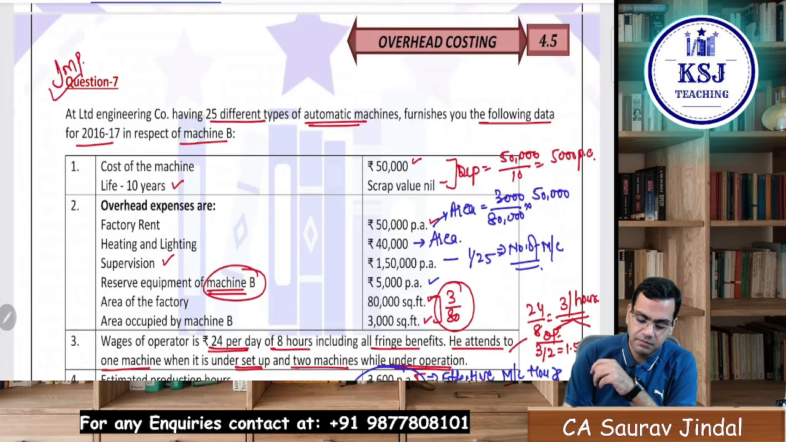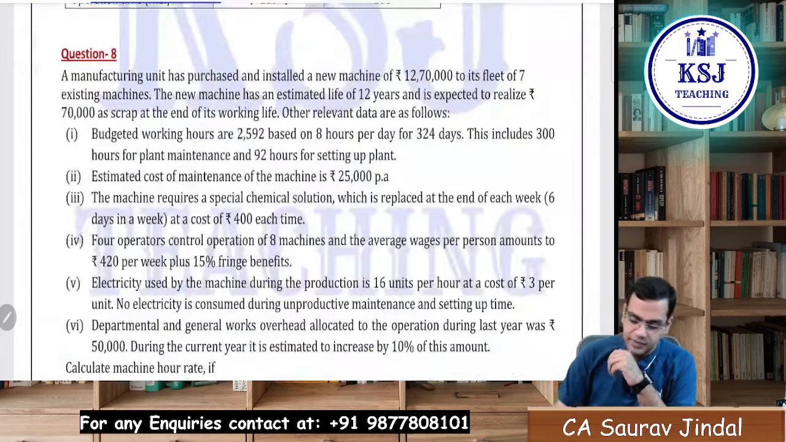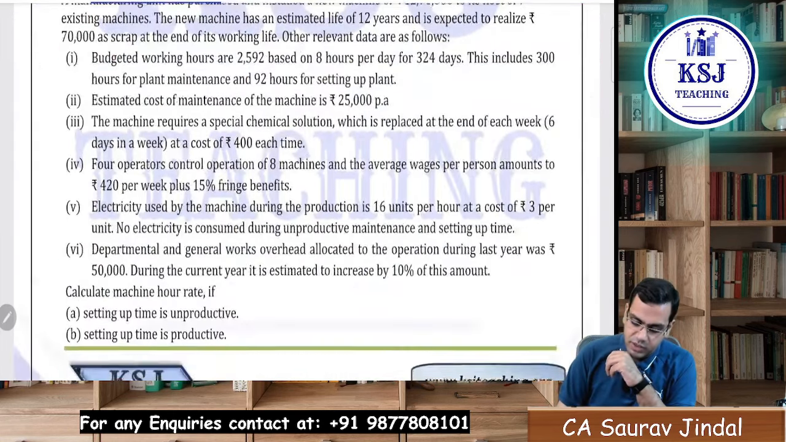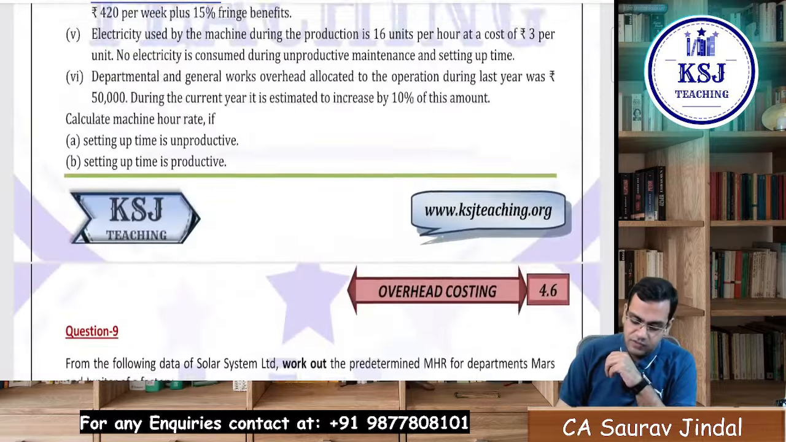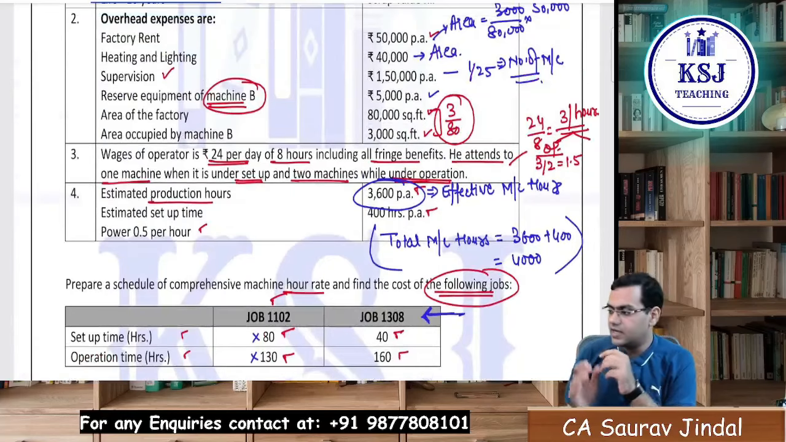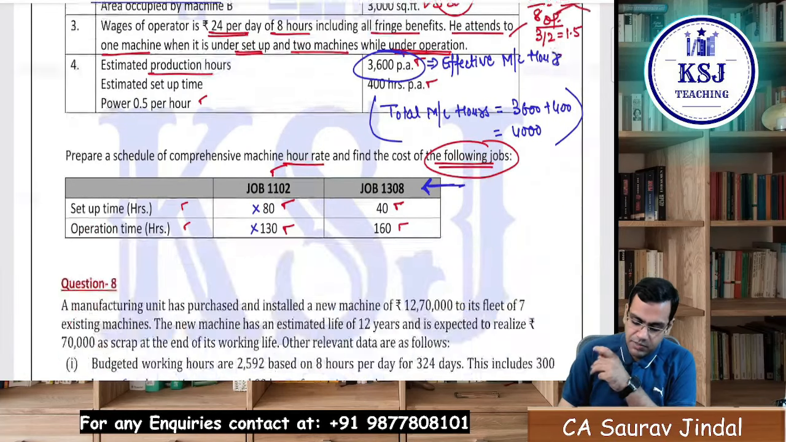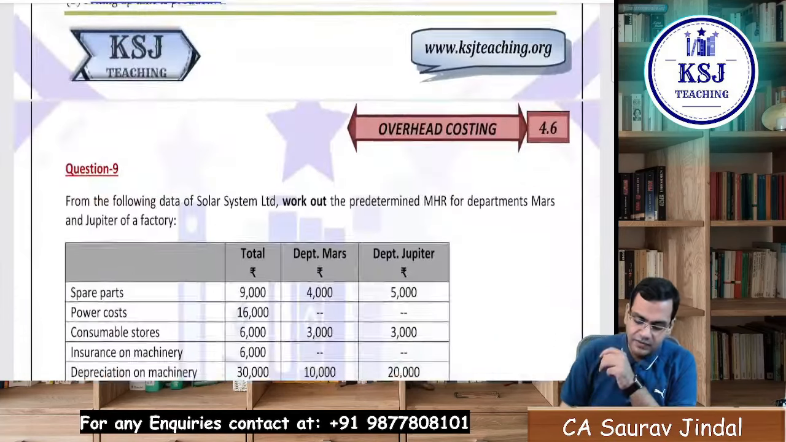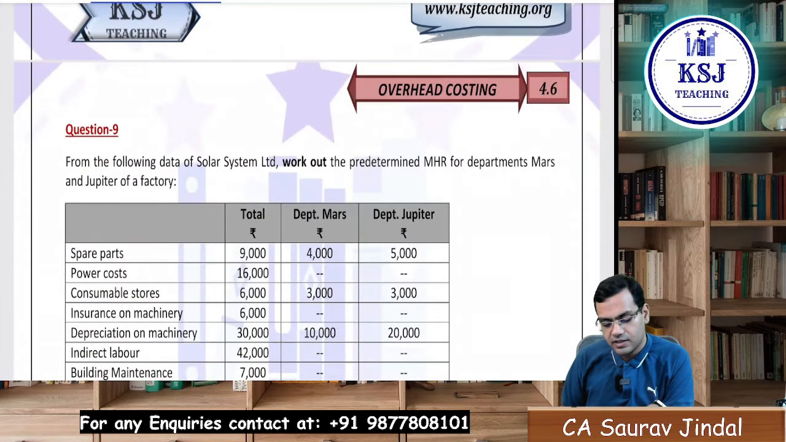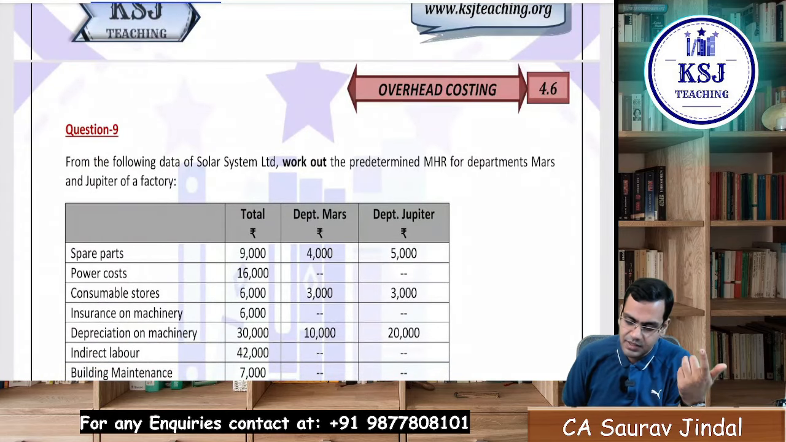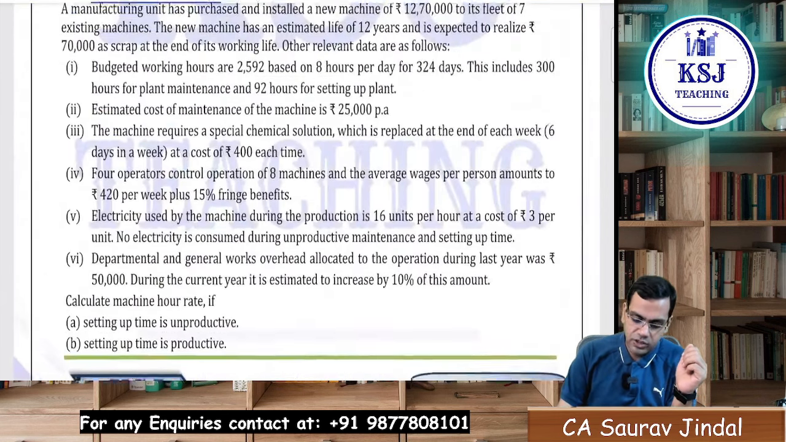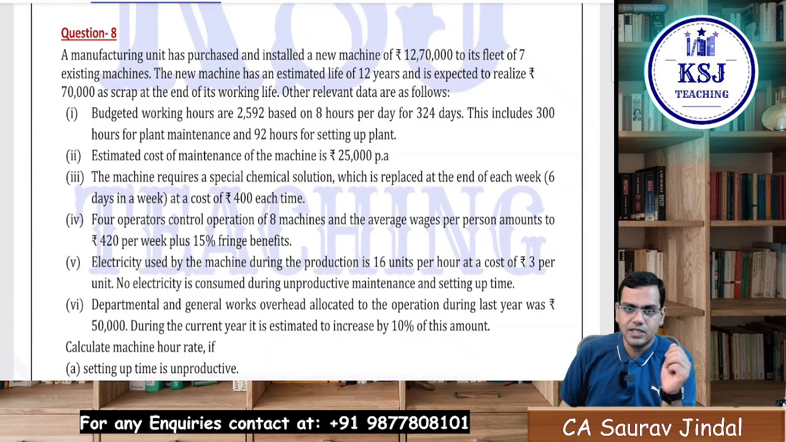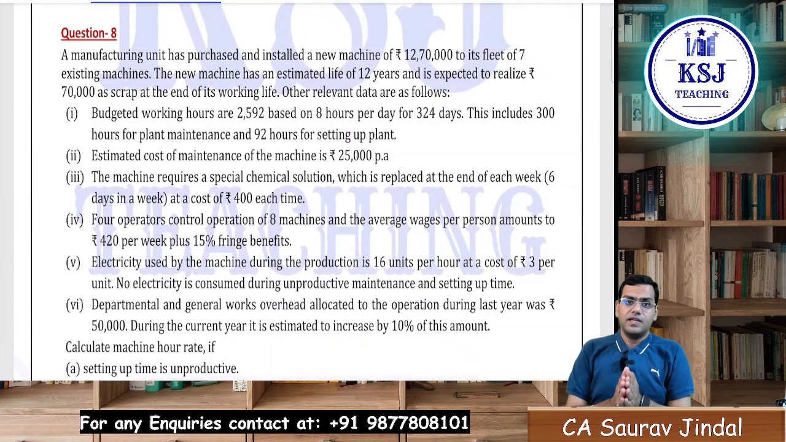Mark this question number 7 as important. Right? Mark this question number 7 as very, very important, sir. So 4, 5, 6 and 7 we have done in this lecture. From question number 8 onwards, 8, 9 and 10 we will take up in the next lecture, and then 11, 12 and 13 we will take up in the next lecture. So 2 more lectures, the overheads part will be over, right? Question number 8 onwards we will continue it in the next lecture. Please revise the 4 questions that we have done in this particular lecture.